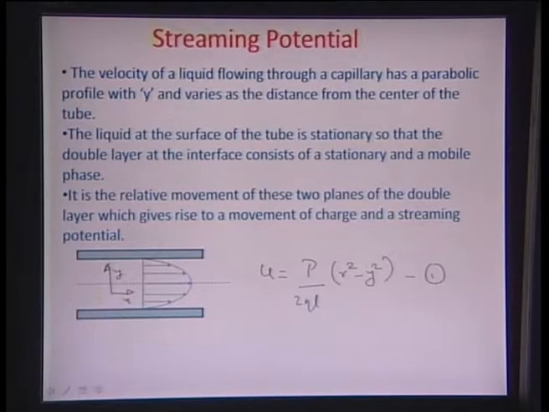Okay, as we talked about before, the velocity of a liquid flowing through a capillary has a parabolic profile, with a v that varies as the distance from the center of the tube to the sides. Okay. This essentially is v, the velocity.